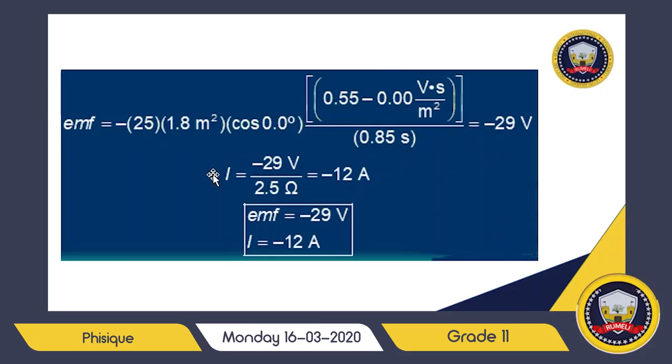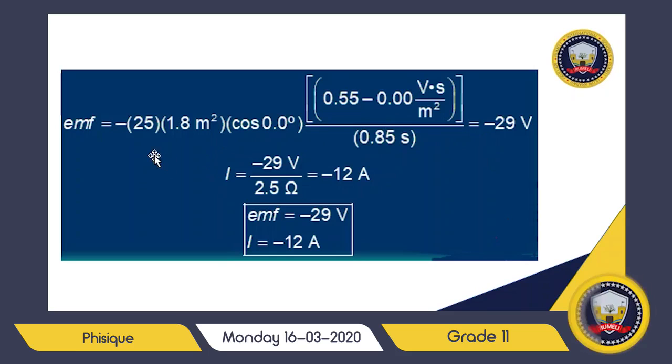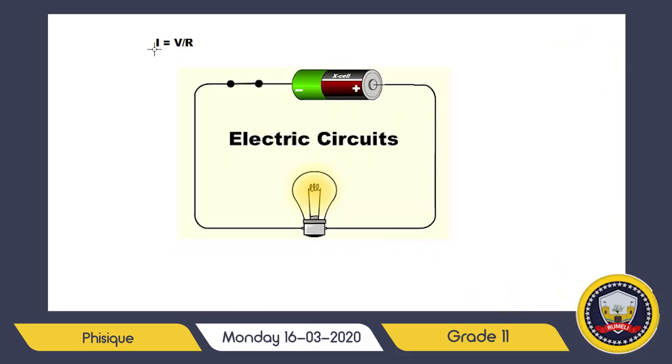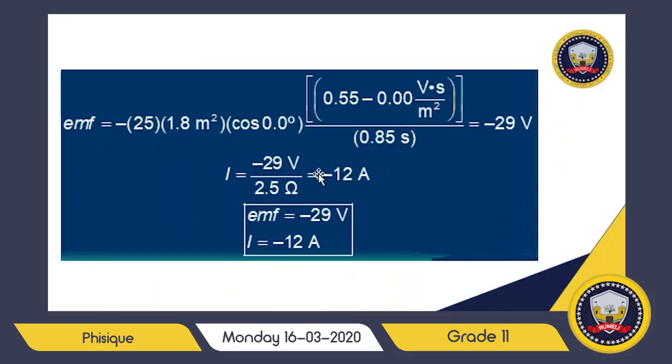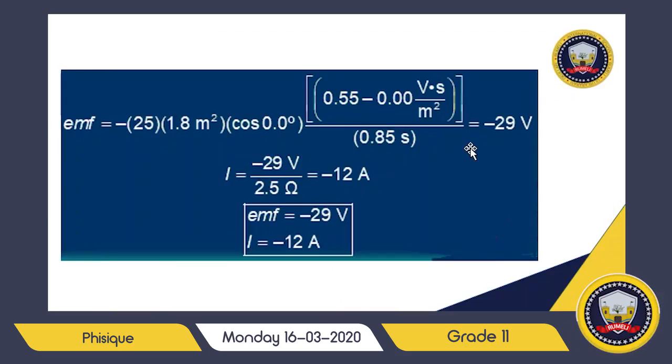Now we can find I equal to the electromotive force divided by R from Ohm's law. So again, I equals EMF, or V, which is the same, divided by R. So I equals negative 25 here, divided by 2.5, which is equal to negative 12 amperes. Don't forget, we have to put the negative sign here, because as Lenz said, all the time it's going to be in the opposite direction.